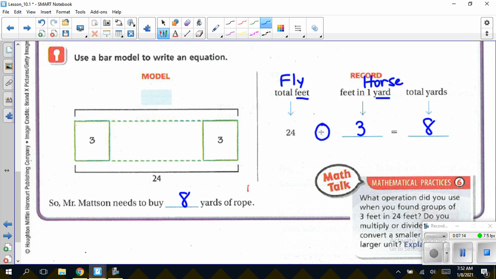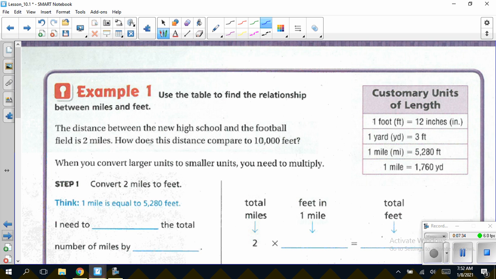Now, if you use your model, you would be able to figure out that if you have 24 feet, and you would break it apart into 3 feet sections, that would give you 8 total sections. So moving on to the next page. For the next example, we are going to be using the table to find the relationship between miles and feet. Notice this table to the right with the customary units of length does give you the conversions and the abbreviations for each.